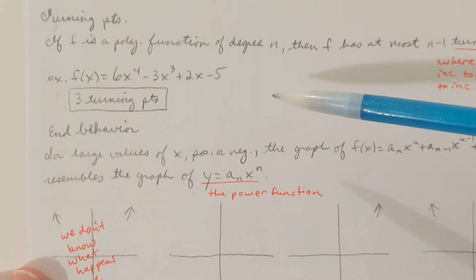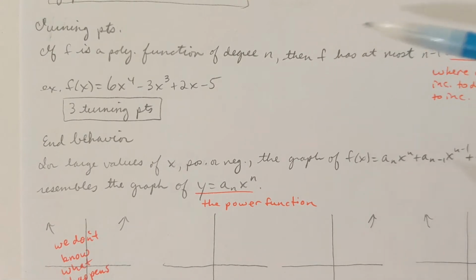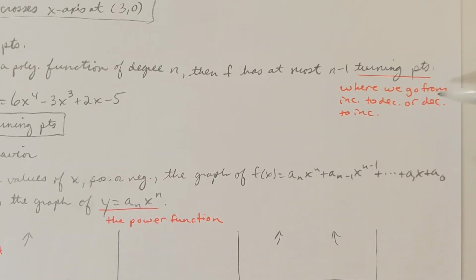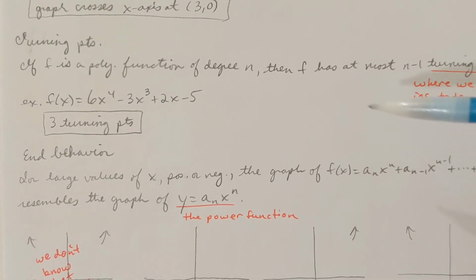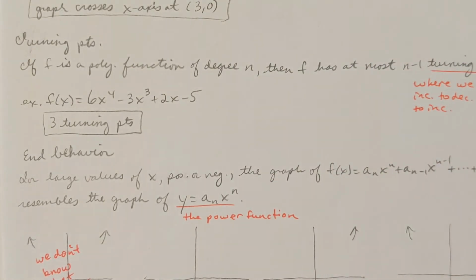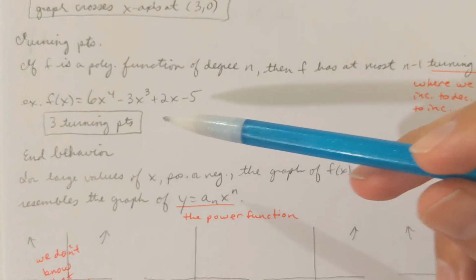The turning points: if f is a polynomial function of degree n, then f has at most n minus 1 turning points. Okay, and a turning point is where we go from increasing to decreasing or decreasing to increasing. For example, suppose that f of x is equal to 6x to the 4th minus 3x cubed plus 2x minus 5. First of all, this would be a degree 4 polynomial, since 4 is the largest power of x that I see. And this would have at most 3 turning points.